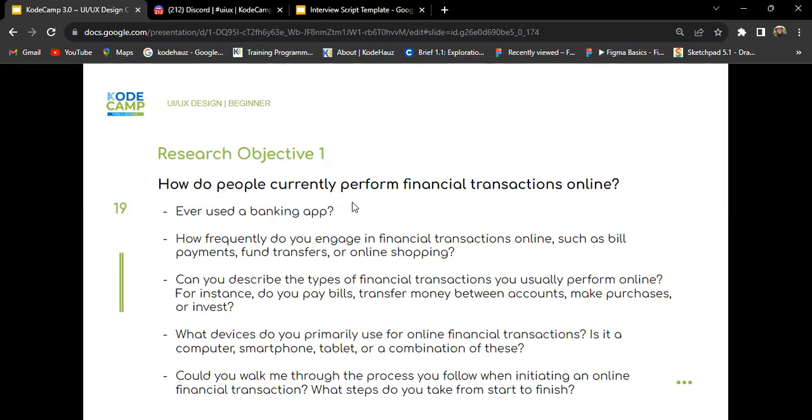So, like I said earlier, these could be examples, right? Just like we had questions about the participants, the next question could be questions about how people currently perform financial transactions online. Then these are the follow-up questions. Have you ever used a banking app? How frequently do you engage in financial transactions online, such as bill payments, fund transfers, or online shopping? Can you describe the types of financial transactions? All of these questions will help you to know how people currently perform financial transactions online.